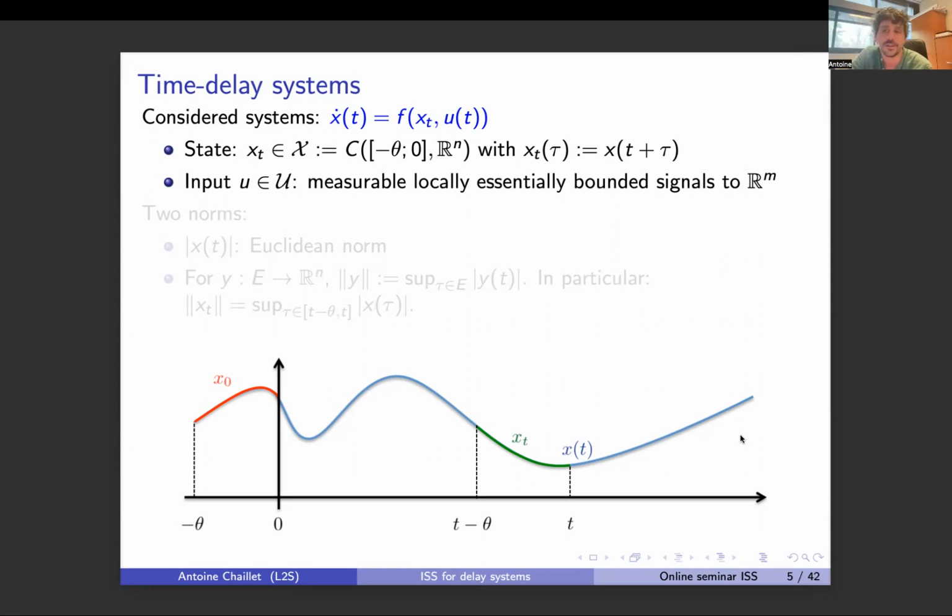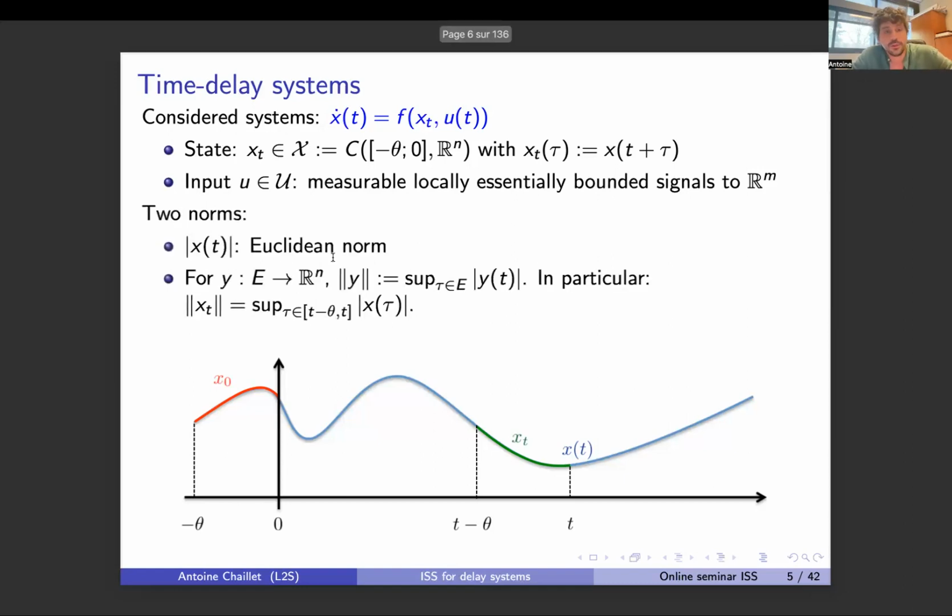But the actual state of such a system is not simply x at time t, which is a point of R^n, but really the history segment in red here, which is indicated by x_t. It encompasses all the values of x(t), but over the interval t minus theta to t. So the associated state space is no longer R^n, but the set of all continuous functions that go from minus theta, 0 to R^n, which I will now call X. That's the state space of our system.